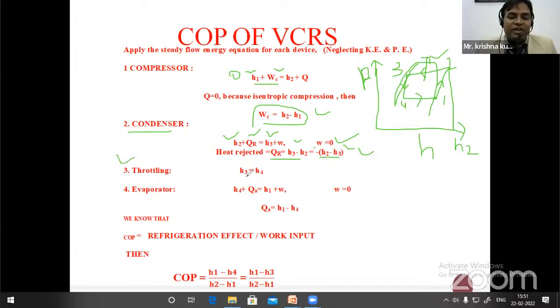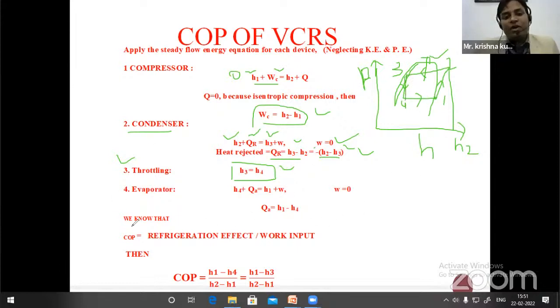Then throttling: we already know from thermodynamics that enthalpy remains constant in the throttling process. So at the inlet you have the energy level H3, at the outlet you have the enthalpy at point 4. So that enthalpy remains constant, and this line should be the constant enthalpy line.